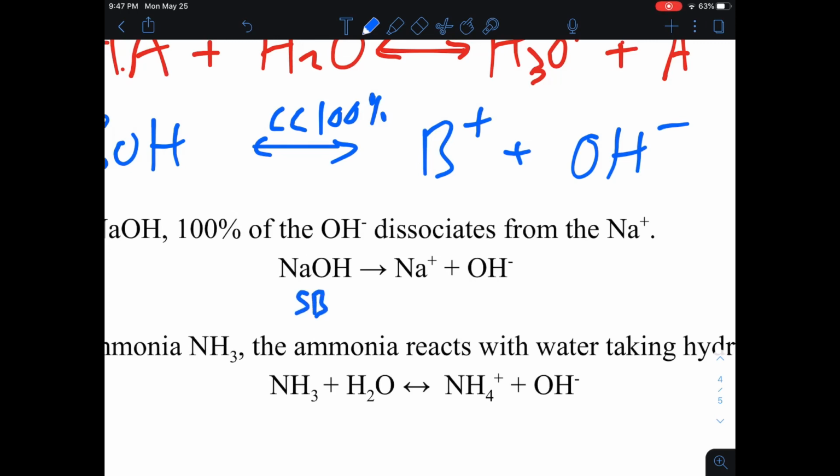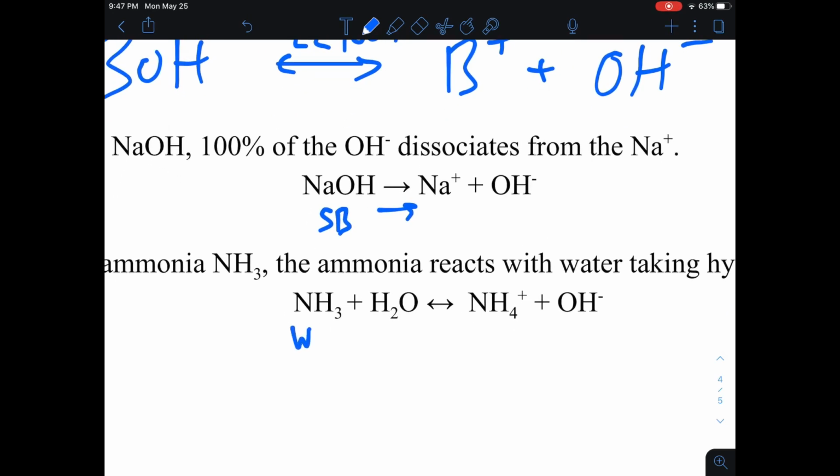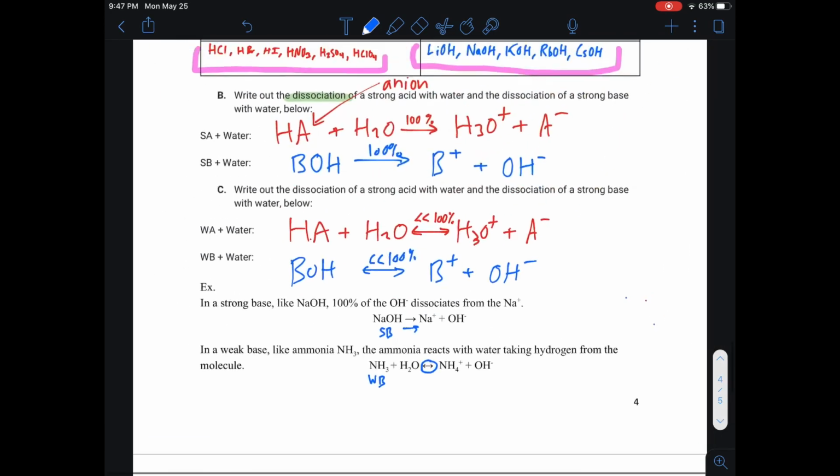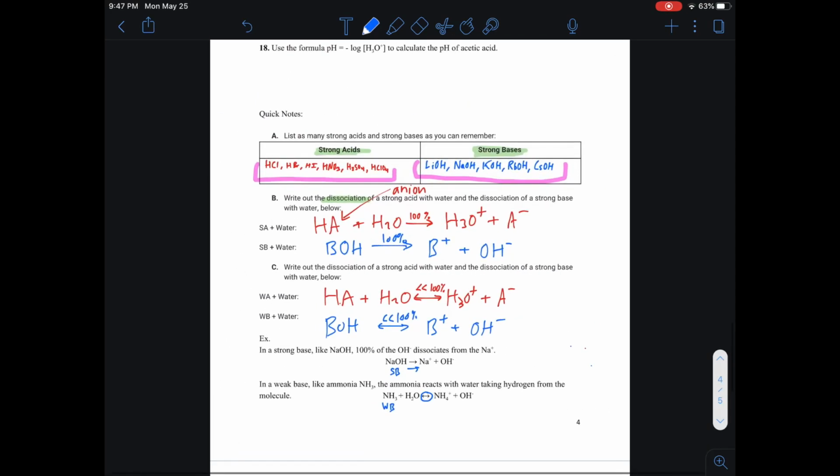We know that 100% of it dissociates into sodium and hydroxide. Ammonium, though, is a weak base, so only some of it is going to take in a proton. Let's visualize this, and I think it's going to help to see what's going on.